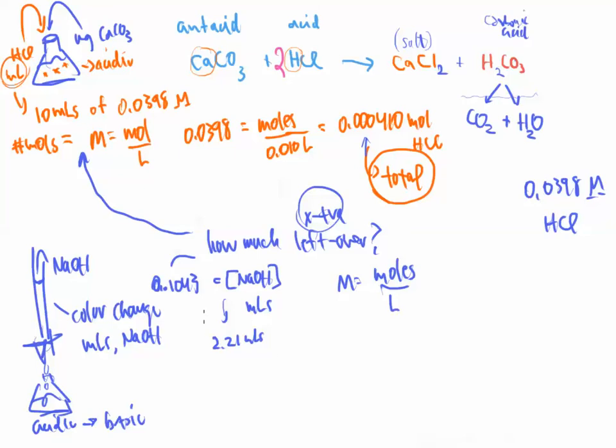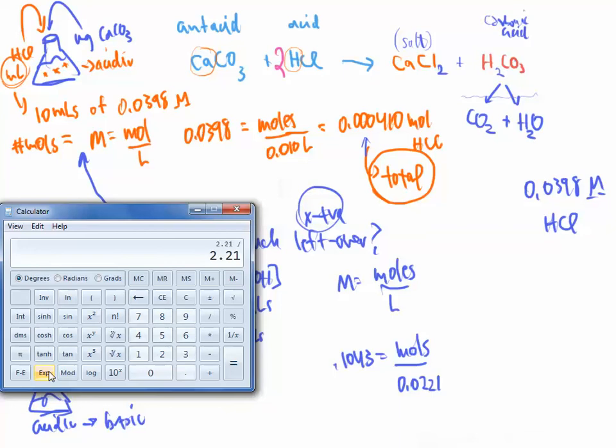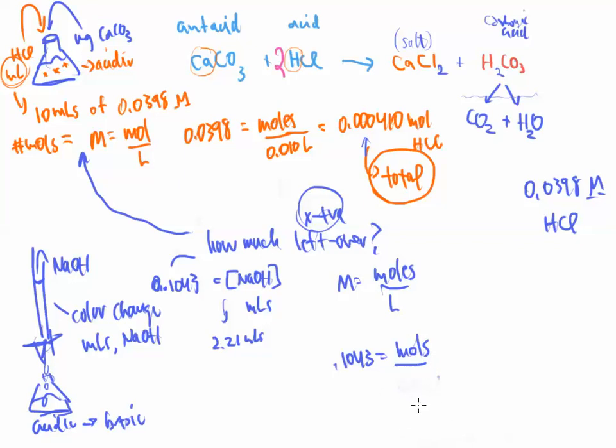Alright, so to convert over, 0.1043 is equal to moles divided by the number of liters, 0.0221. Okay, so I'll take 2.21 mL divided by 1,000. Oh, sorry. Let me add a 0 onto that number: 0.00221.